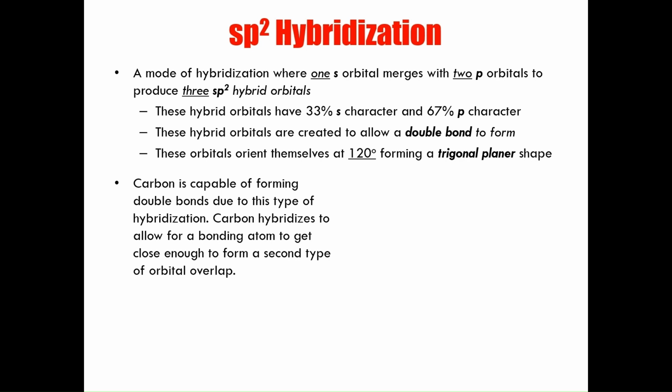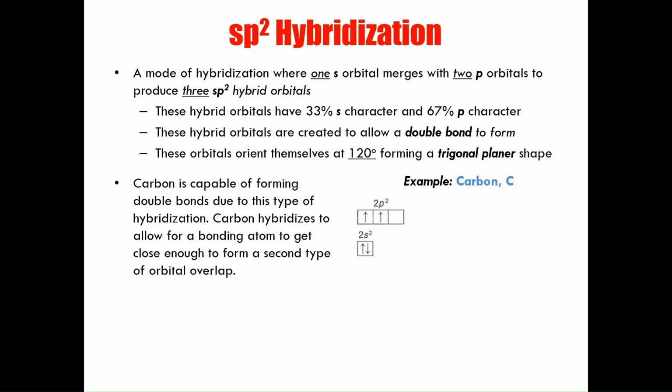Carbon is capable of forming double bonds due to this type of hybridization. Carbon hybridizes to allow for a bonding atom to get close enough to form a second type of orbital overlap. Let's take a look at this type of hybridization within carbon. Shown here is carbon's valence electrons in ground state.